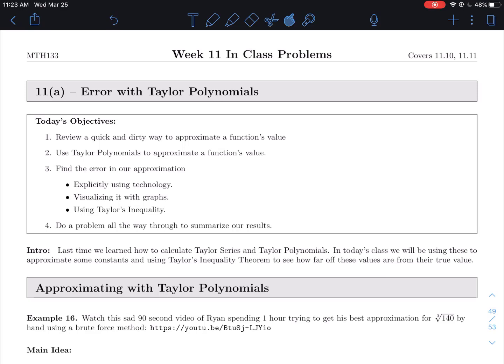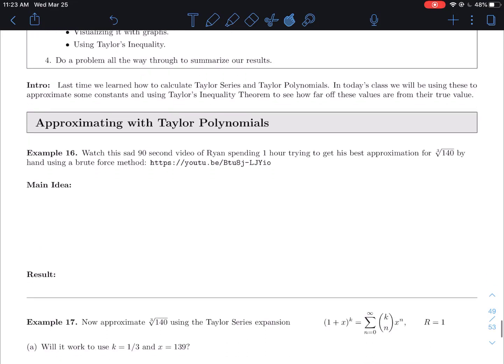Again, we're trying to approximate things. And so I'd like to start off this video by talking about an old brute force way of approximating things. Here in example 16, I sped up a video. I spent an hour trying to approximate the cube root of 140, and I sped it up so it's only a 90-second video. Basically it's just me taking guesses, cubing them, and then trying to get a better and better approximation.